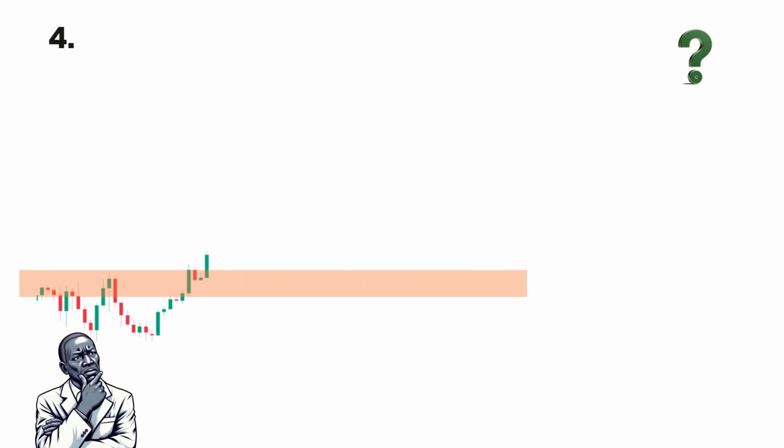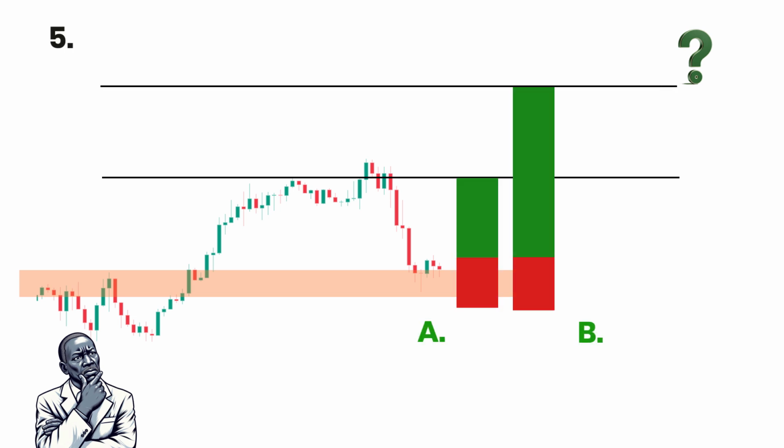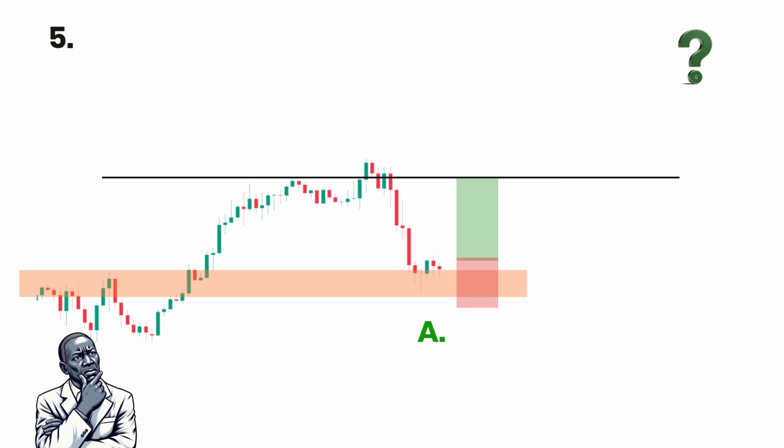4. Price reached here and broke our support level. You're a conservative trader. What do you do? You wait for price to pull back and enter the market. 5. Where do you set your target profit and stop loss? Here, because that's our next support.